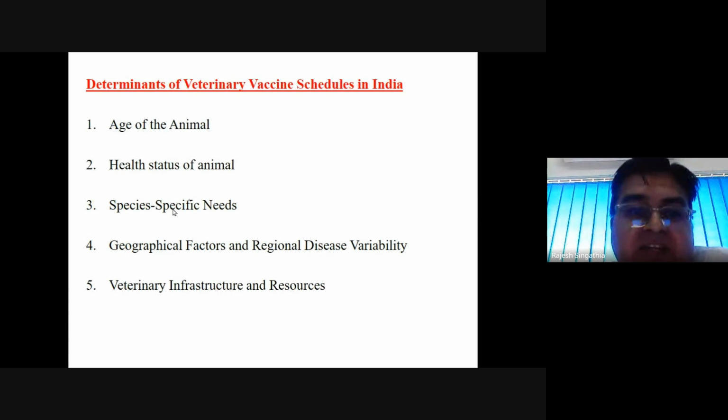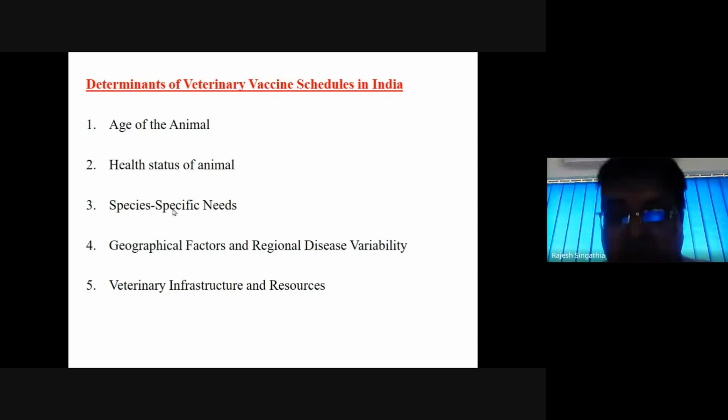So what are the different determinants of vaccine schedule in India? These are the five points: age of the animal, health status of the animal, species-specific needs, geographical factors and regional disease variability, and veterinary infrastructure and resources. Now we will discuss these points one by one. How does the age of the animal determine the vaccine schedule?